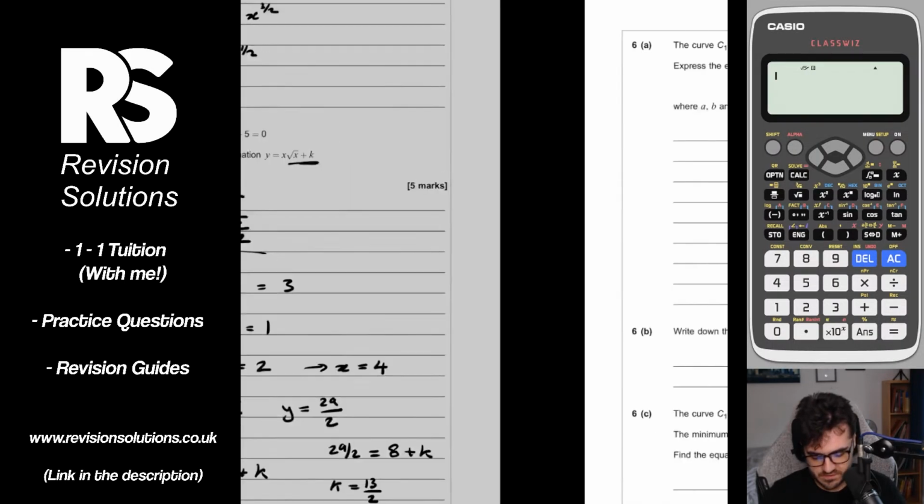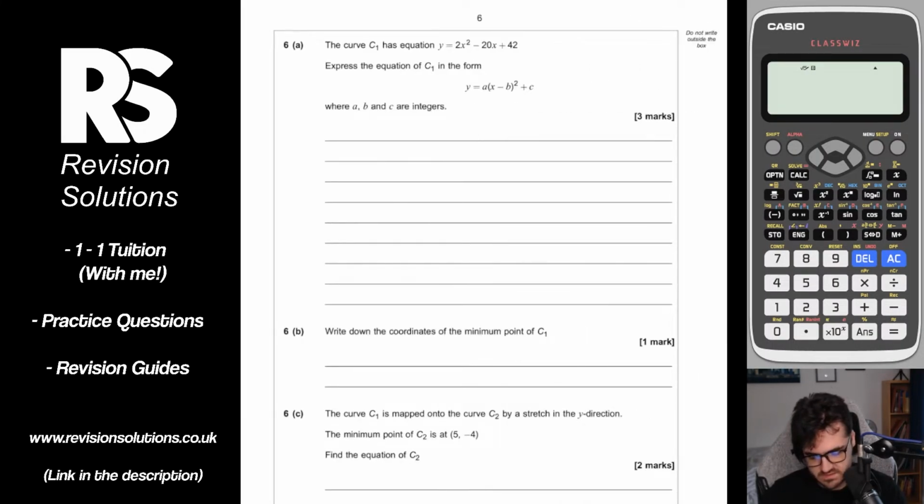Moving on now to question 6. 6a says the curve C1 has equation y equals 2x squared minus 20x plus 42. Express the equation of C1 in the form y equals a times (x minus b) all squared plus c, where a, b, and c are integers. So we need to just complete the square, basically, is what it's asking.